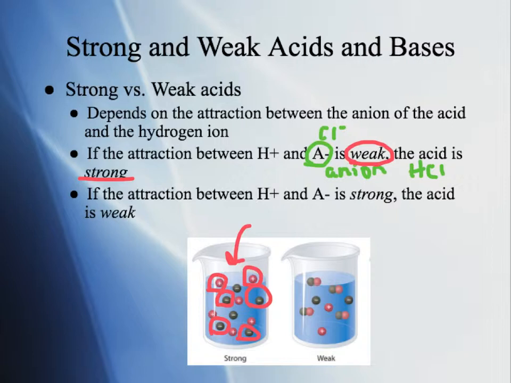Now, if the attraction is strong, think about it. If H and A have a very strong attraction to each other, water is not going to break them apart, or it can break very few apart, so we're going to get intact molecules in this solution. And so we're going to call that a weak acid, because a few get broken apart, but for the most part, their attraction is very strong. They don't let anybody in, including water. So this we would call a weak acid. It has to do with the attraction between the hydrogen ion and the anion of the acid.